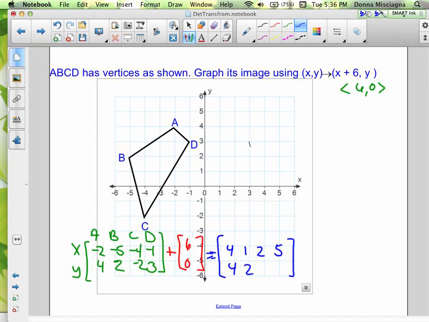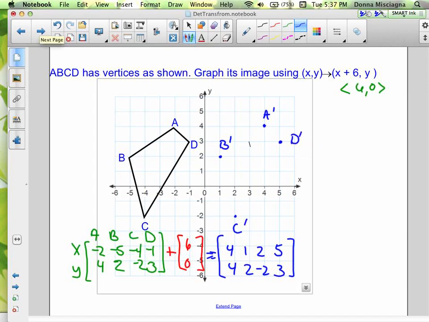All right, and so now we can graph this. So we have 4, 4, and that's right here. And 1, 2, and that's right here. 2, negative 2 is over here. And 5, 3 is over here.